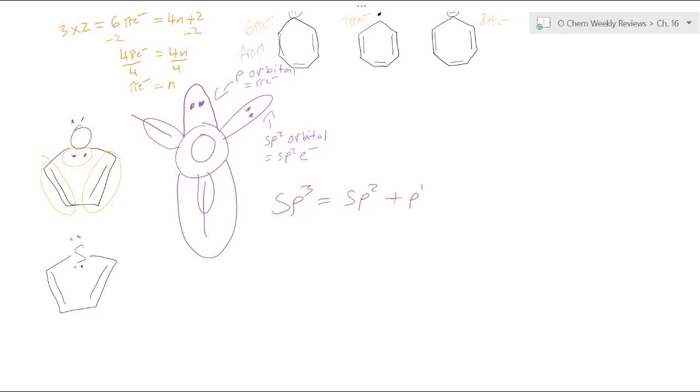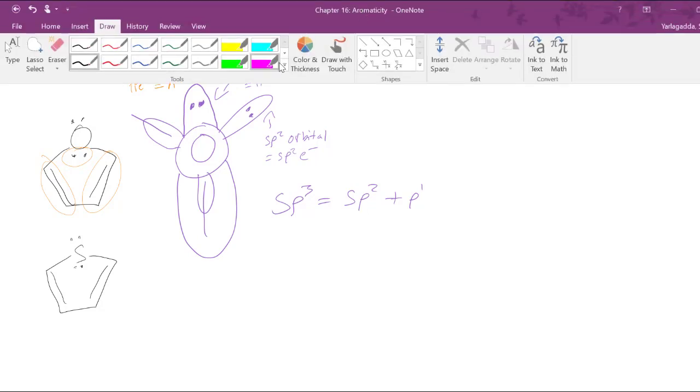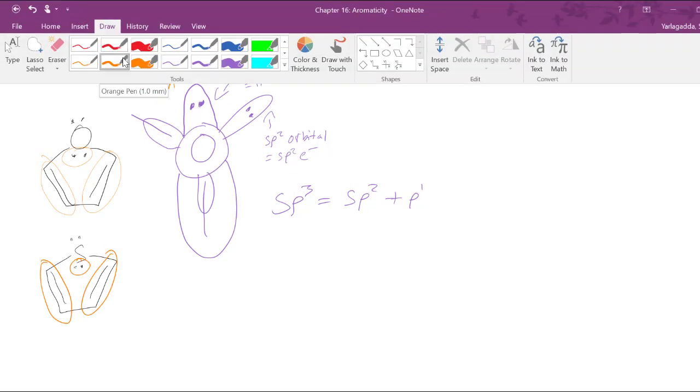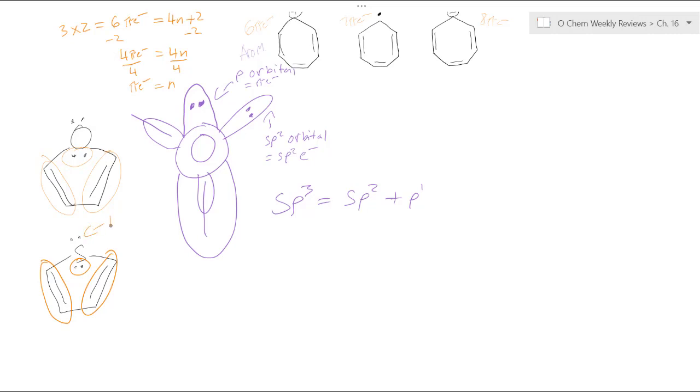You only count the ones that I circled. Okay, so again, don't count and do count. Erase that. So don't count, do count. Okay? Hopefully that made sense.